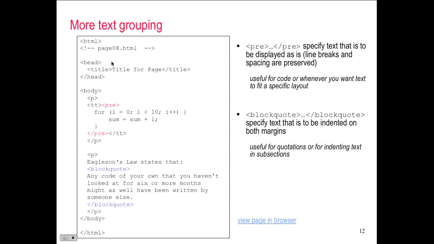Not only will your inner tags not work, because you can't nest inside a pre, but you're defeating the purpose of this class, because you're just not using tags. So it's useful for code or whatever you want to fit any specific layout. So we have the block quote. Block quotes specify text that is to be indented by both margins. So it indents on both sides. It's just another style we can apply towards the text. Just for quotations, for indentations, and for subsections. And here's our block quote down here. No pre over here. This does come in handy because you don't want to necessarily format that by hand.